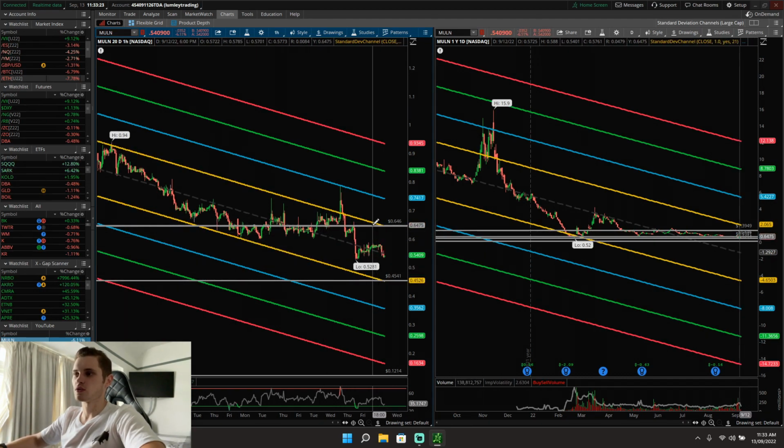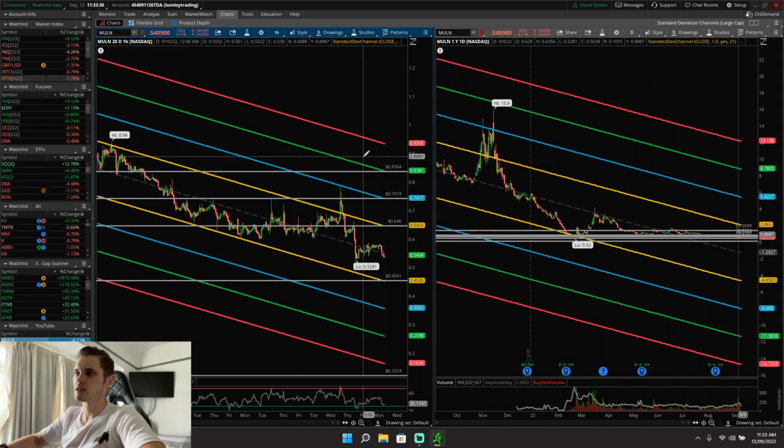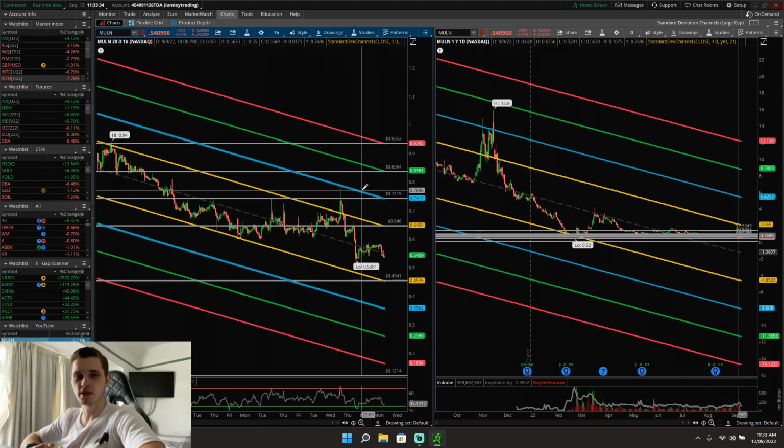So if we continue up, then really that key level is going to be 65 cents. If we can break that, then we're looking at 75 cents, 83 cents, and a final level at 93 cents if we can get a strong movement to the upside.